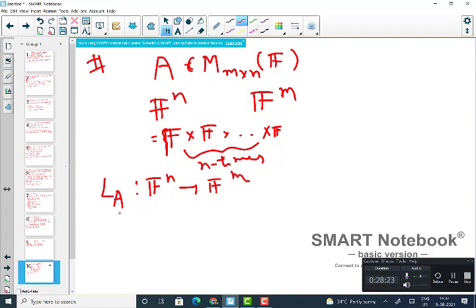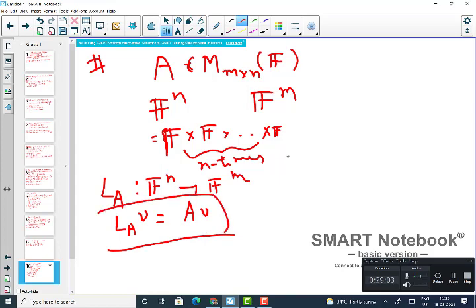And what is the natural definition? You take A and you take a vector v here in Fn, and you define LA of v to be Av. This is obvious. Here A is m cross n, and v is n cross 1, that is, a column vector, so the product will again be a column vector. And this map has a nice name: it's called the left multiplication transformation.